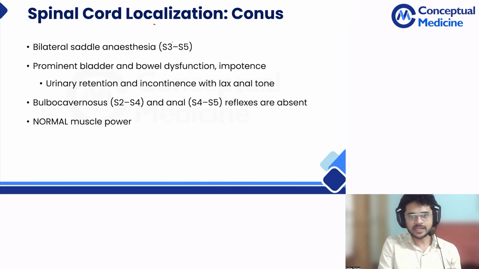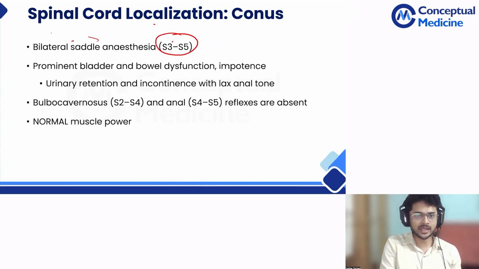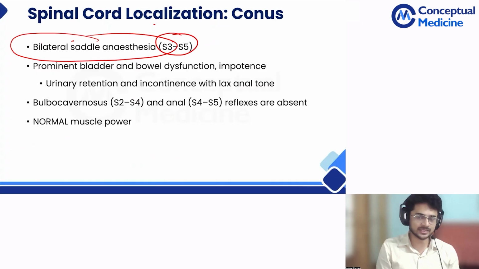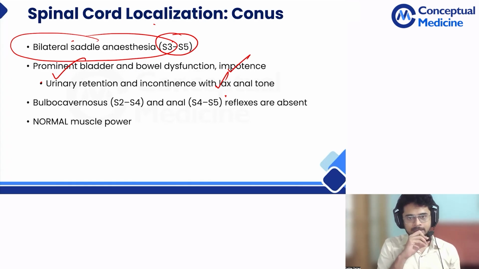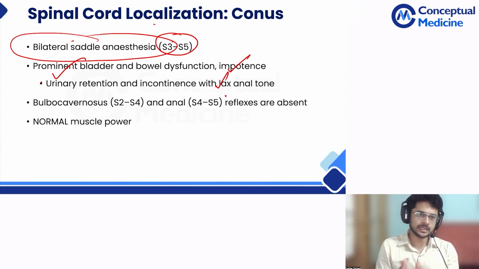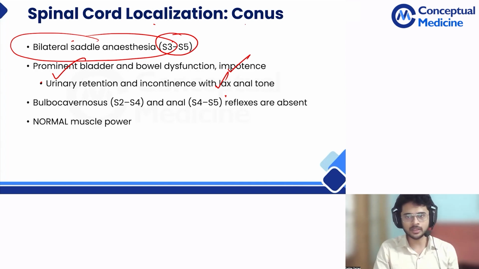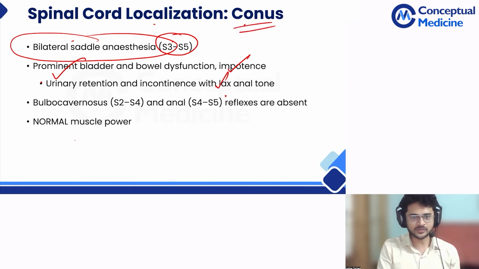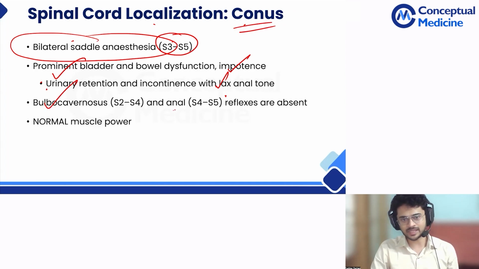And if you have lesions at S2 to S3, you're going to have bilateral saddle anesthesia and perineal anesthesia with a prominent bladder and bowel dysfunction, impotence, and a lax anal tone. And remember that in conus lesions, so basically conus is the lower part of the spinal cord, in addition to saddle anesthesia and bowel bladder involvement, the patient is going to have absent bulbocavernous reflex as well as the anal reflex.